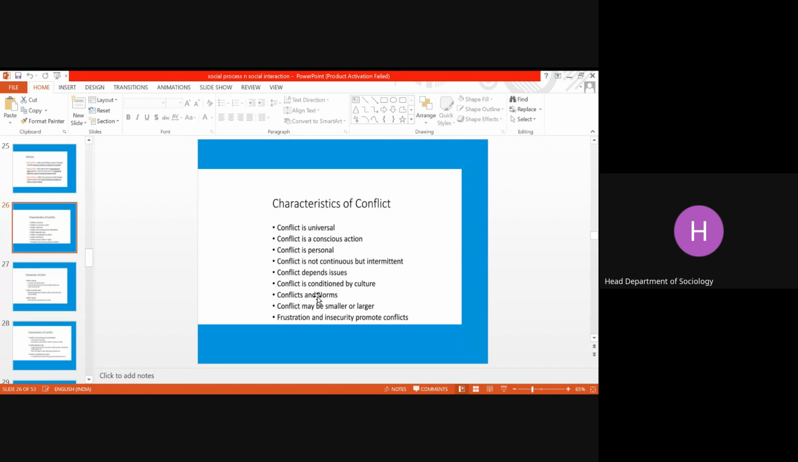Conflict may be smaller or larger. Just now I gave you the example of a family, which can be a smaller issue. And if it is regarding nations, when a war is taking place, like the war between Israel and Palestine, that is a larger conflict between two countries.